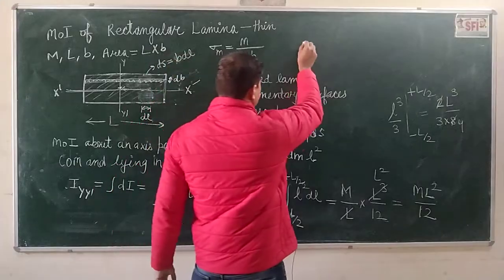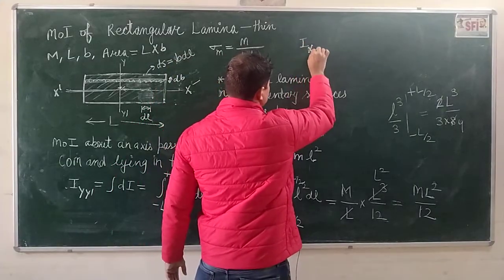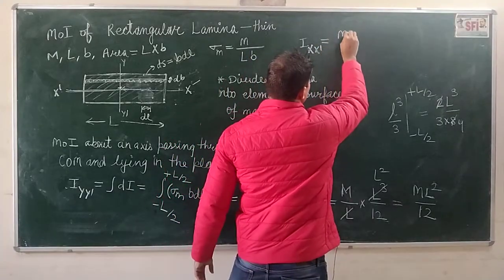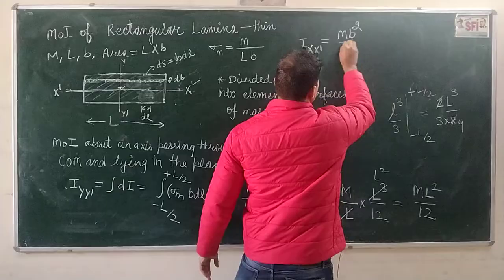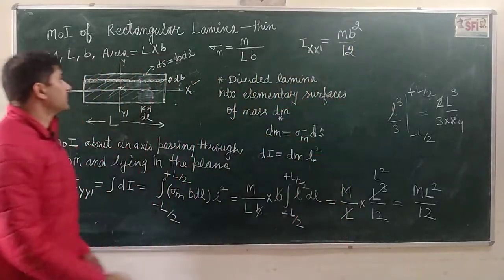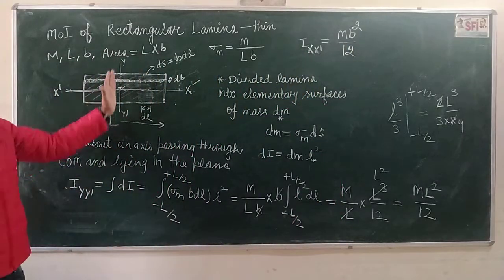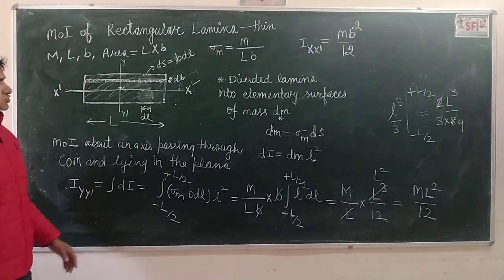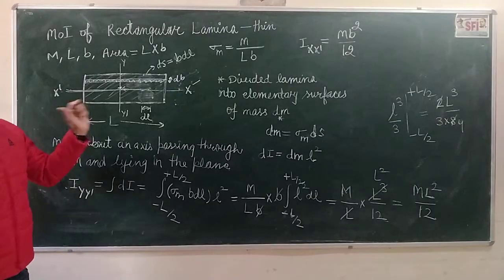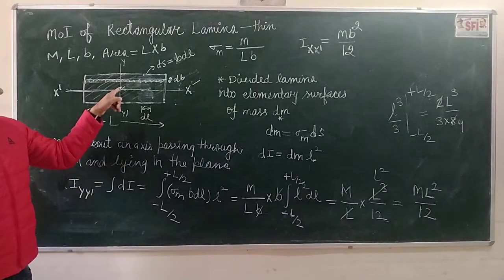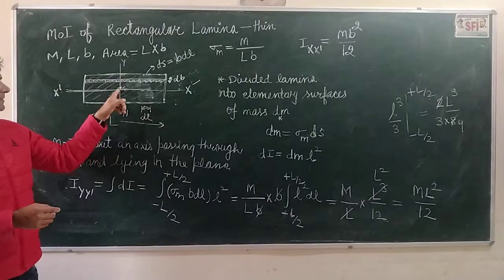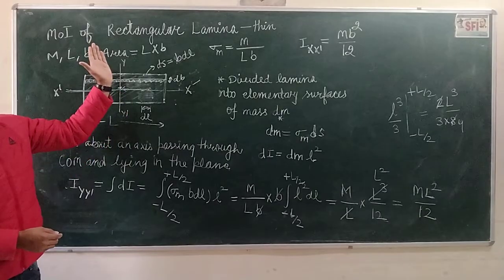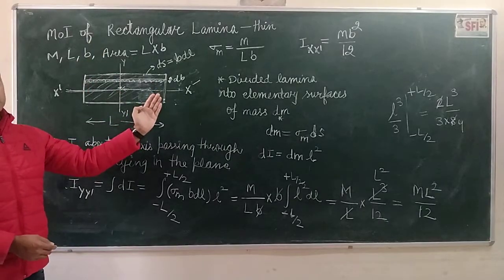So the moment of inertia about the x-axis, about an axis which is along the length, that will be mb square by 12. Okay, now these two axes, x-axis and y-axis, are in the plane of mass distribution. What will be the moment of inertia about an axis which is passing through the center of mass and perpendicular to the plane of mass distribution, or perpendicular to the surface of the rectangular lamina?